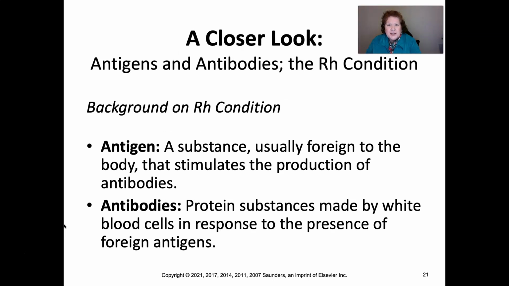So let's talk about antigens and antibodies, and specifically the Rh condition. An antigen is a substance usually foreign to the body that stimulates the production of antibodies to attack it. Antibodies are protein substances made by white blood cells in response to the presence of foreign antigens, and they usually attack those antigens. So an antigen is the foreign substance that causes antibodies to be produced. The antibodies are the defense, the fight back against the antigen.